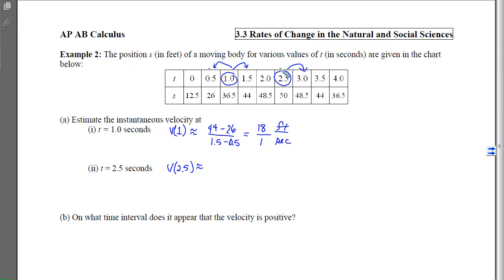So I locate the 2.5, go left and right. I'll have a 48.5 minus a 48.5 over a 3 minus a 2. So in this case, I'm going to end up with 0 feet per second.